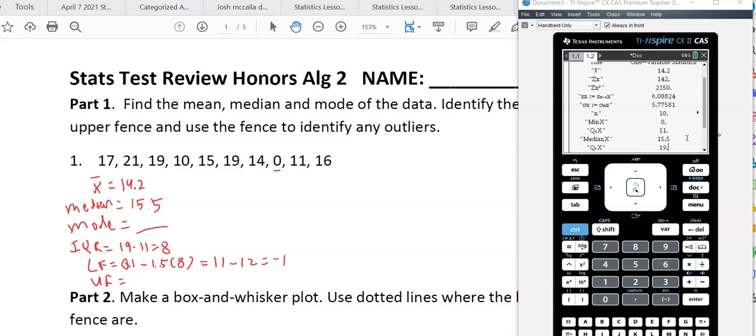Upper fence is Q3 plus 1.5 IQRs. So Q3 is 19, plus 12, that's 31. Don't think we have any outliers, so no outliers. There's nothing bigger than 31 or less than -1.